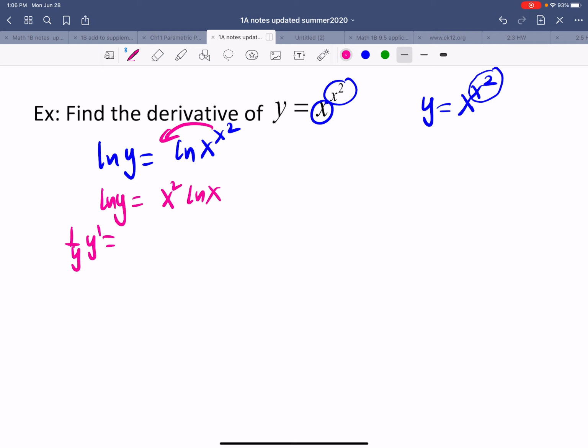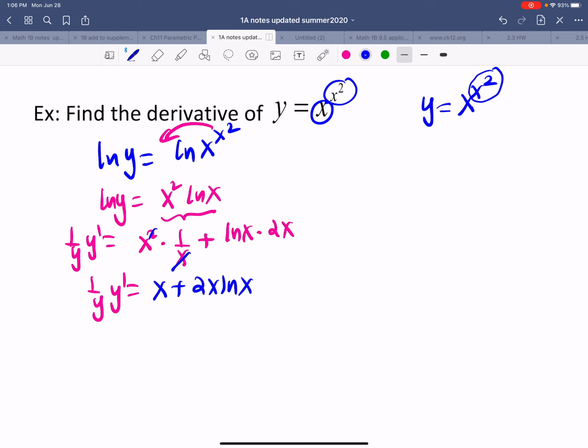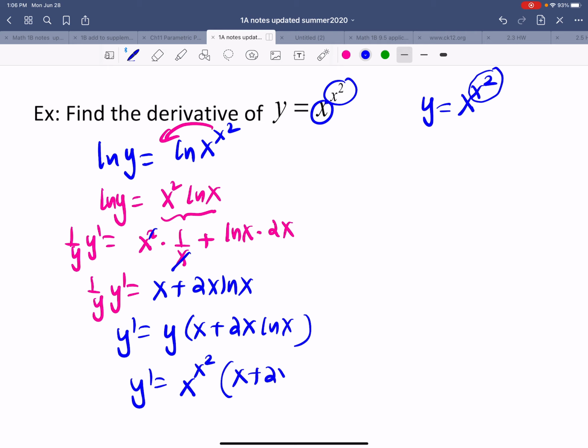1 over y prime, product rule here, x squared times derivative of natural log of x, which is 1 over x, plus natural log of x times 2x. So 1 over y prime, cancel the common factors, x plus 2x natural log of x. Y prime turns out to be y times x plus 2x natural log of x. So y prime is equal to x to the power x to the second power, times x plus 2x natural log of x. And that's the derivative in this case. We were able to use the logarithmic differentiation and break it.